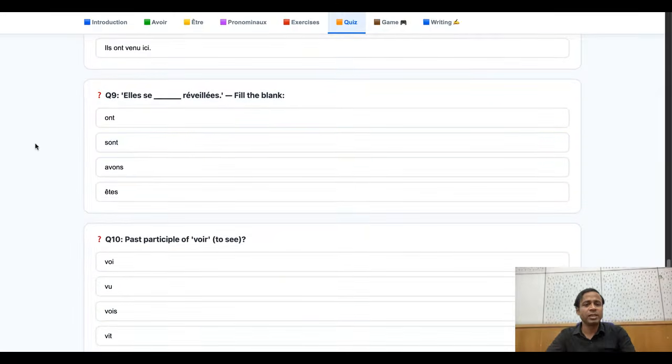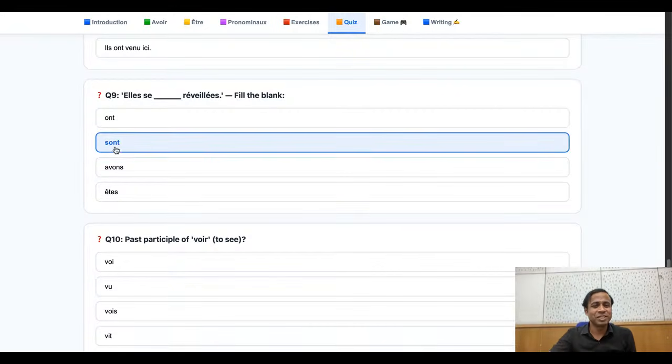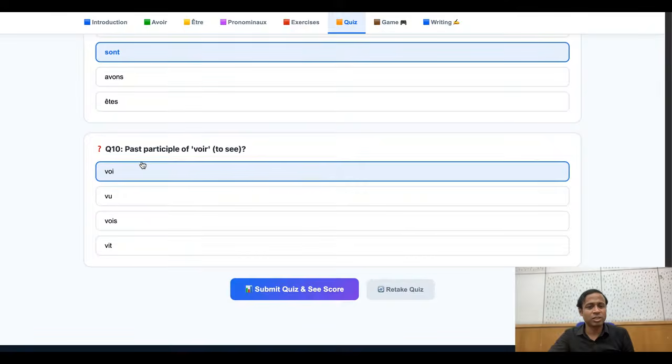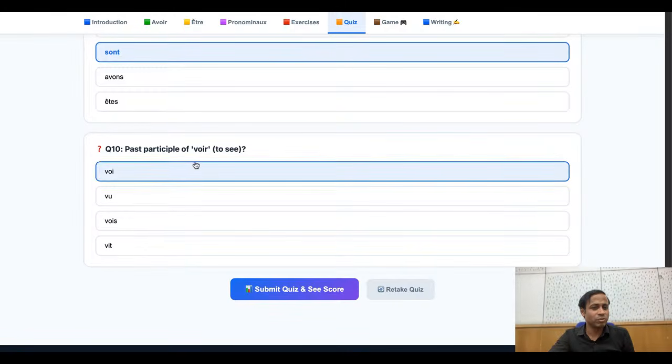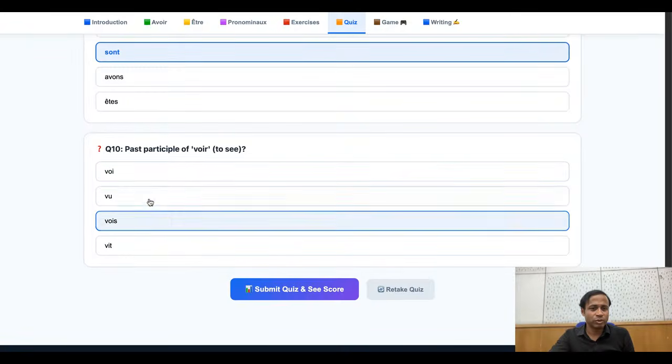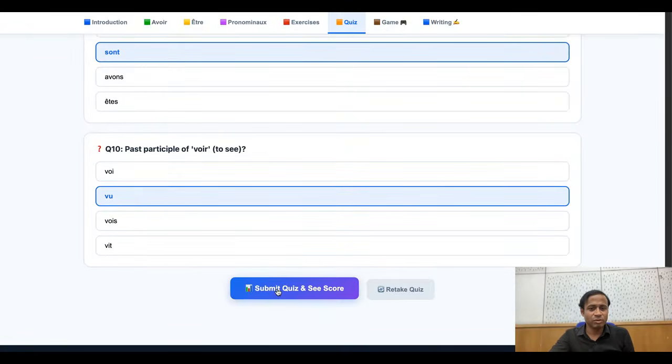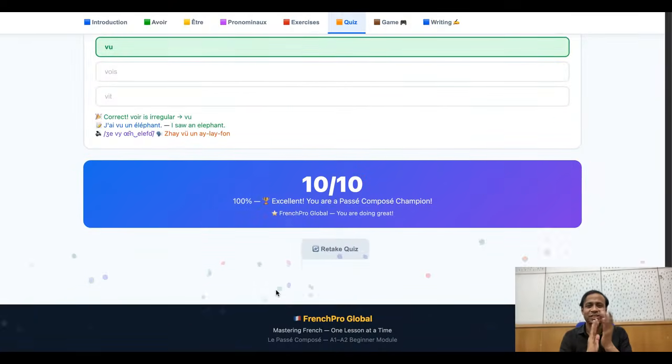Now, question number 9. Elle se dash réveiller. Fill the blanks: ont, sont, avons, et. Yeah, tell me. Sont. Elles se sont réveillées because it is a pronominal verb. Yes. Now the last. Past participle of verb voir. What is the past participle of verb voir? Vu. Exactly. Now 10 out of 10. Very good. Very good. 10 out of 10. Now one small game.